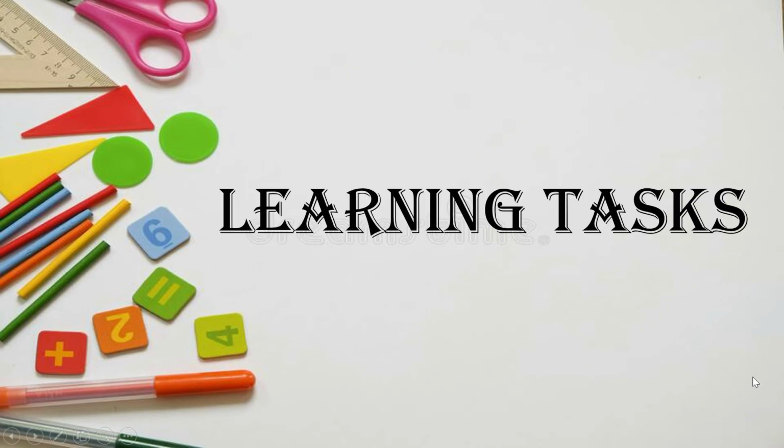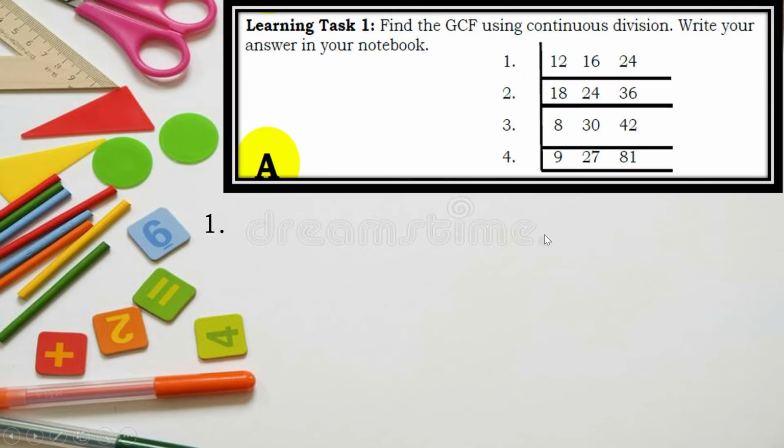Okay, learning task. Okay, sasagutan natin ang learning task. Paano ba natin masasagutan ang mga learning task natin? So, learning task 1, find the GCF using continuous division. Write your answer in your notebook. So, we have here 1, 2, 3, 4. In every number, there are 3 numbers. Okay? So, tatlo. So, ibibigay kong example yung number 1.